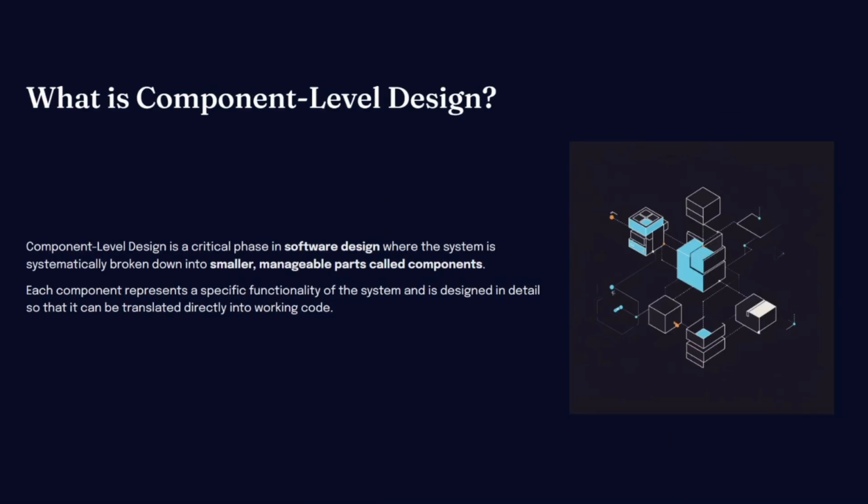First of all, what is component level design? Component level design is a critical phase in software design. Here, instead of dealing with the system as a whole, we systematically break it down into smaller, manageable parts, which we call components. Hence the name, component level design. Each component represents a specific functionality of the system and is designed in detail so that it can be translated directly into working code.